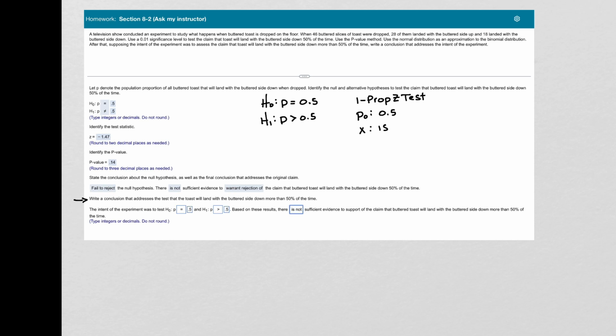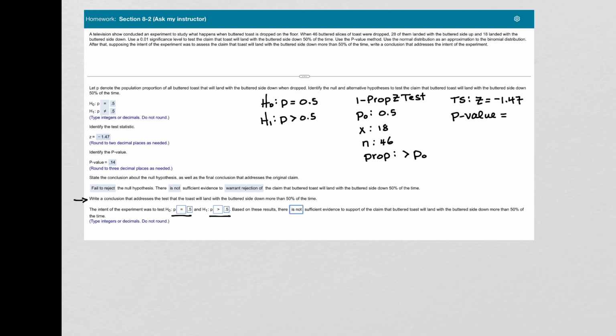x is still the same, n is still the same. So if you're doing this in your calculator, you can just skip over those that are already entered. And then when you get down to prop, you're going to want to say greater than p0. And so when you get your test statistic, that's going to be the same value, z equals negative 1.47. So we've got our null hypothesis here. We've got the alternative. And then we look at our test statistic and our p-value.